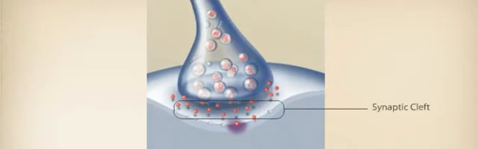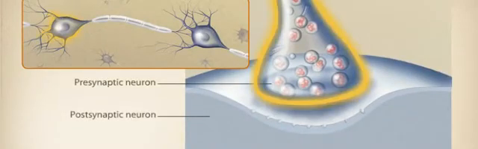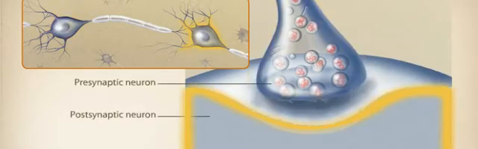So if we take a look at a typical synapse, the two neurons are separated by the synaptic cleft, which is the space between neurons. That's a microscopic gap between the terminal button of one neuron and the cell membrane of another neuron. Signals have to cross this gap for neurons to communicate, and those signals are the neurotransmitter molecules. In this situation, a neuron that sends a signal across the synapse is called the presynaptic neuron, and the neuron that receives the signal is called the postsynaptic neuron.